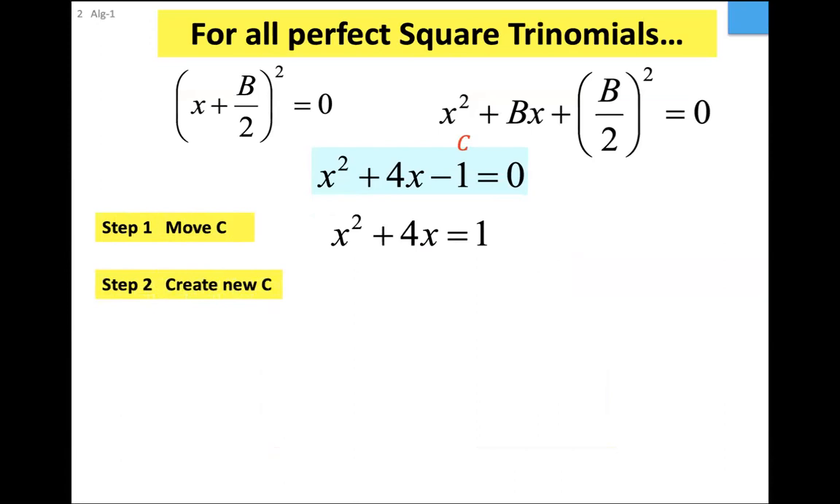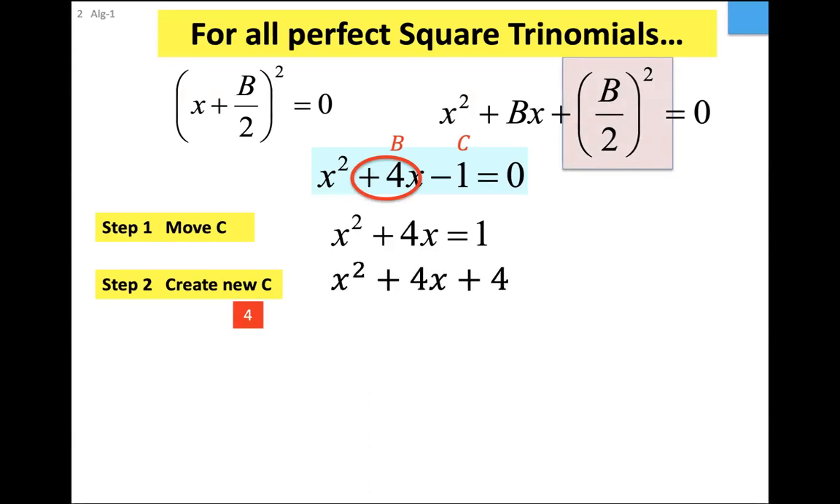Step number 2 is you make a new C. We go back to our patterns, and the pattern says that the new C is B divided by 2, squared. So which number is B? B is 4. So we're supposed to take 4 divided by 2, which is 2. Square it. 2 squared is 4, right? I am not writing what B is. I'm taking B divided by 2 and I'm squaring it. So my new C is 4. We're going to add 4 to both sides of the equation. To the left side and to the right side, I'm adding 4. That's my new C value.